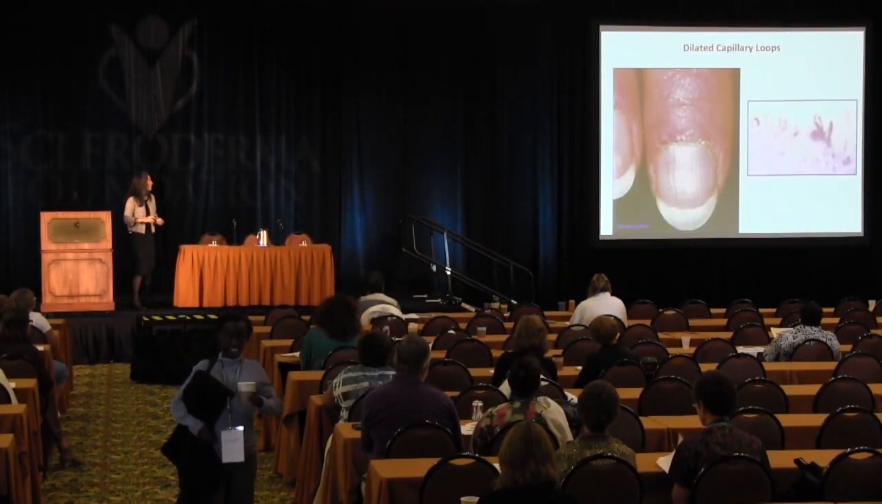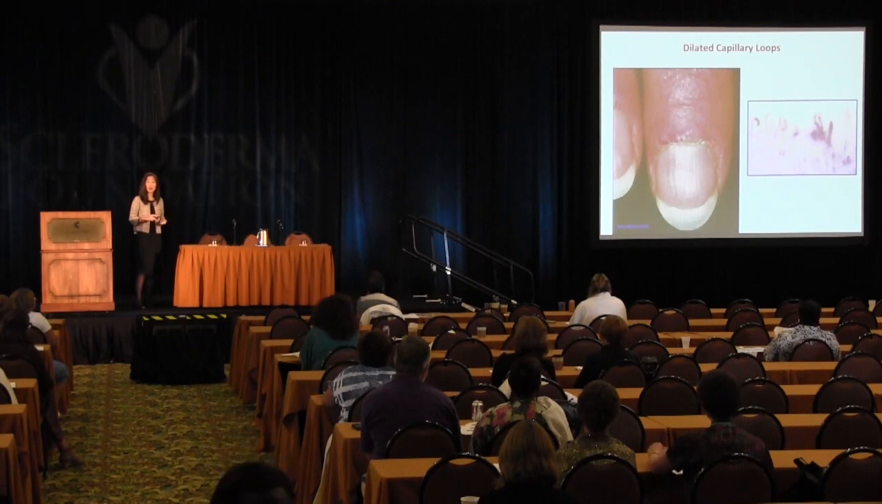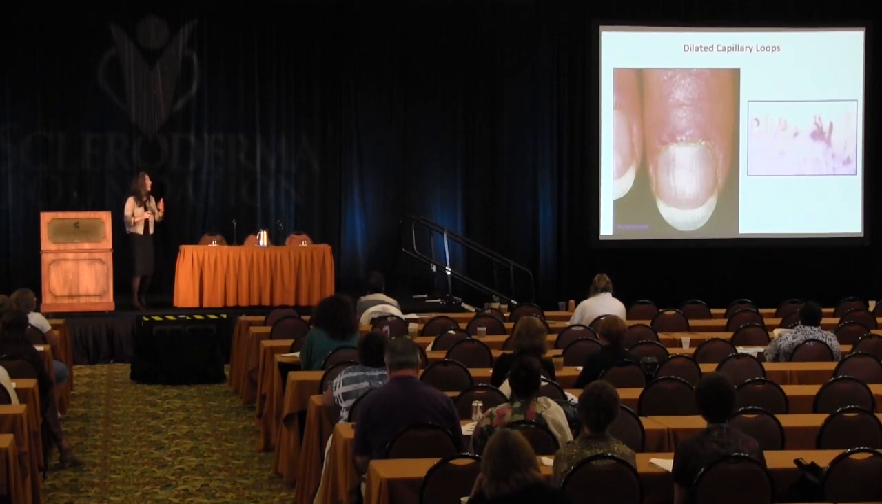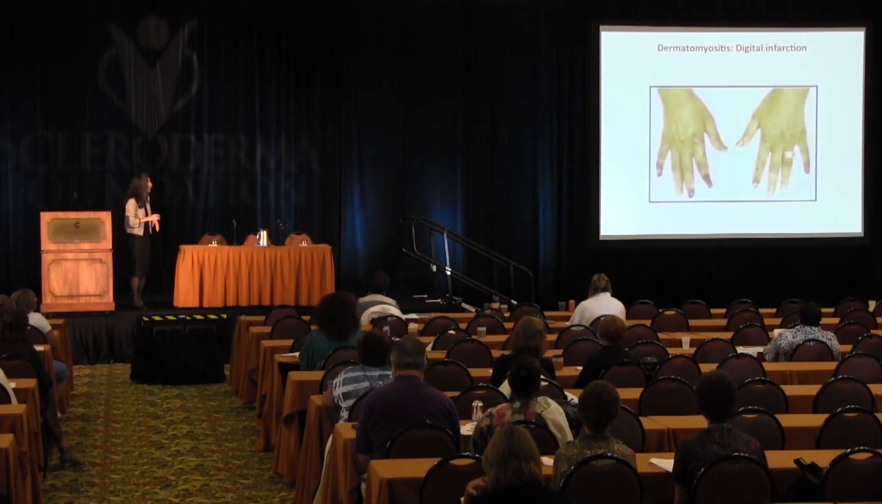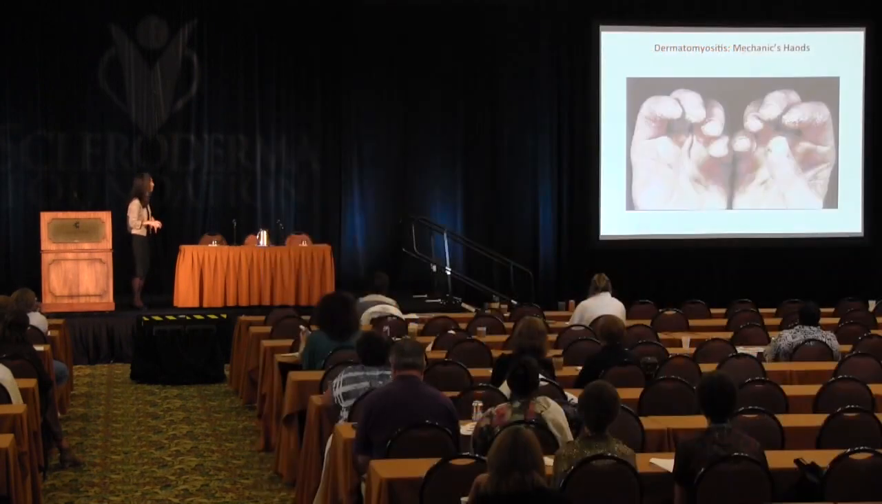And importantly, in myositis as well, we see dilated capillary loops not uncommonly, which, by the way, we frequently see in scleroderma as well. And this is often in the setting of bad Raynaud's with chronic vasospasm and lack of sufficient blood flow to the tips of the fingers. Believe it or not, you can also get digital infarction with dermatomyositis, similar to scleroderma.